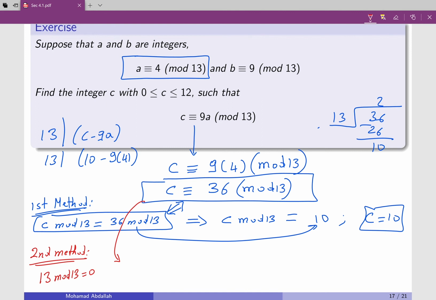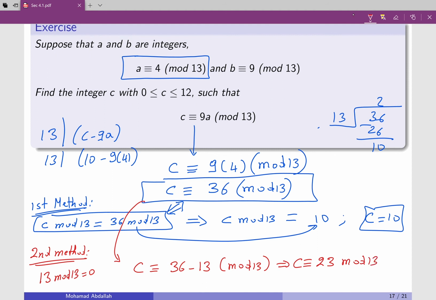So this suggests the following. I can add zeros as much as I want. I can subtract zeros as much as I want. So then C is congruent to 36 minus 13 mod 13. That's not going to affect my answer because what I really did is subtract 0. So that means that C is congruent to, what is this? 36 minus 13 is 23 mod 13.